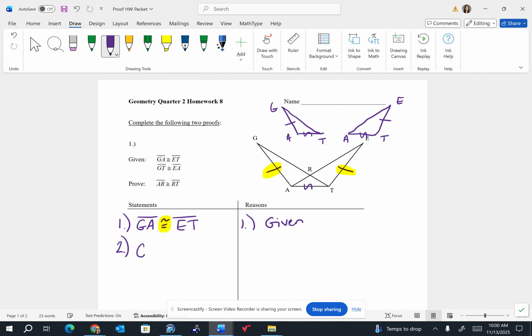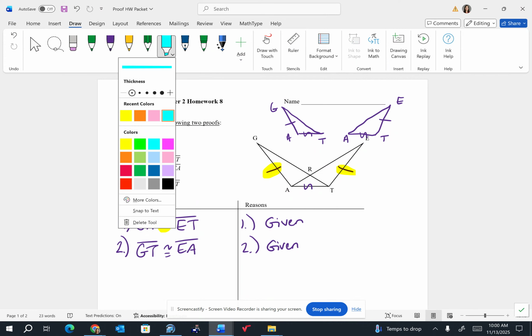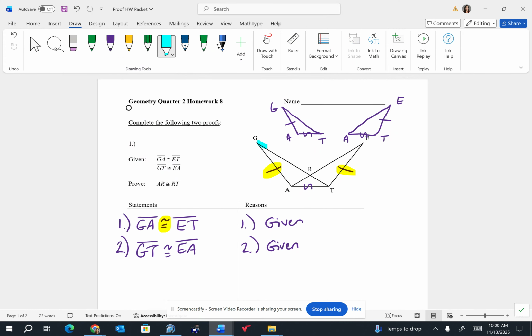Step 2 is also a pair of congruent segments. Let's see if these ones are in the triangles or not. These ones are, but they're a little harder to label because it's GT and EA. Sometimes I'll put little brackets with tick marks, but it is a little easier to see on my separate triangles. So that's another pair of congruent segments. So we're out of givens. We need a third thing.